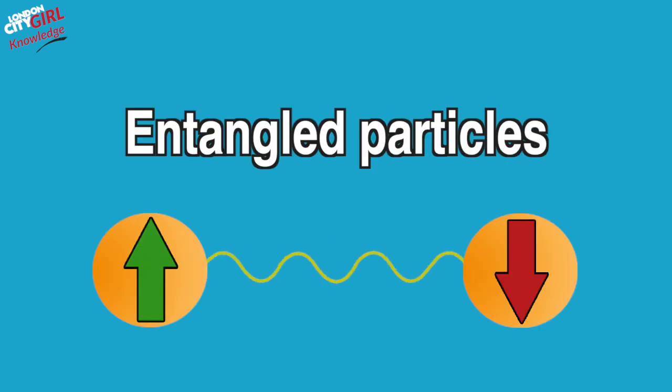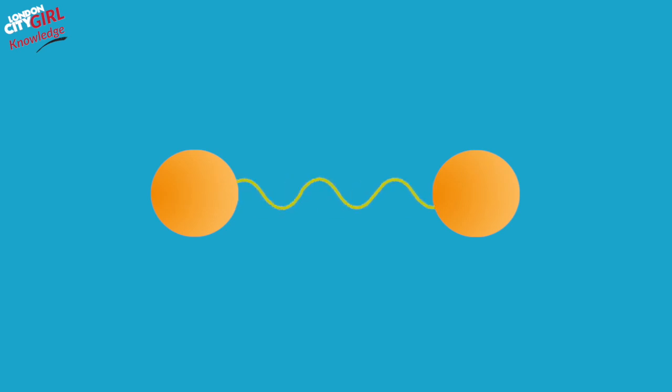Entangled particles. Entangled particles describes the phenomena when two particles become connected in such a way that when the property of one particle is changed, an instantaneous change in the property of the other particle occurs. Entangled particles have the opposite properties, so when one particle is spin up in one axis, the other particle will be spin down in that same axis.